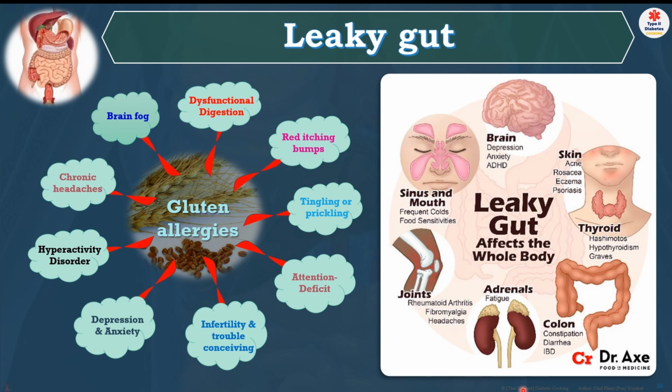So the leaky gut affects the whole body. It can go to your brain, your face, your sinus, your joints, the adrenal gland, your thyroid gland, and then your colon. That's the big thing especially for Westerners, because Asians don't seem to have that much, but Western people eat bread, they eat wheat, those kinds of things. That's what they have problems with.